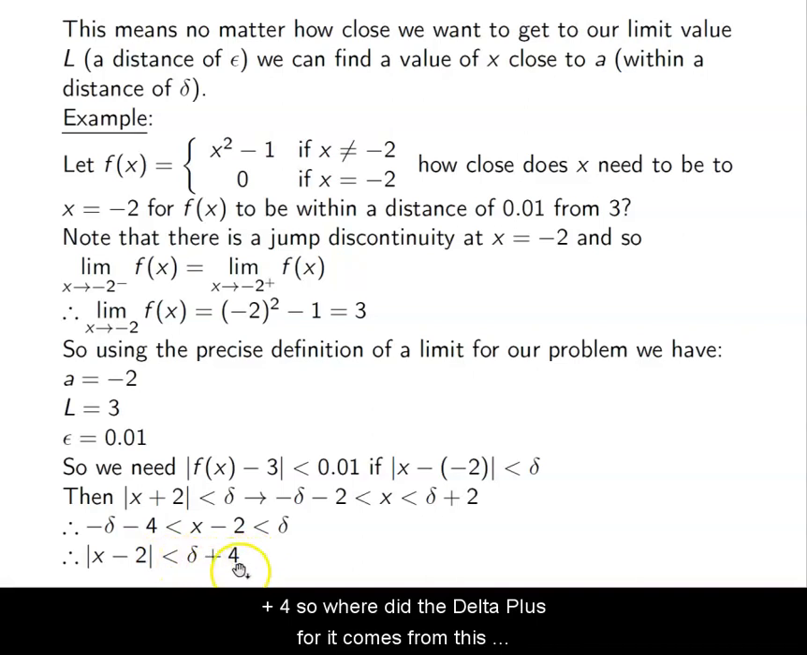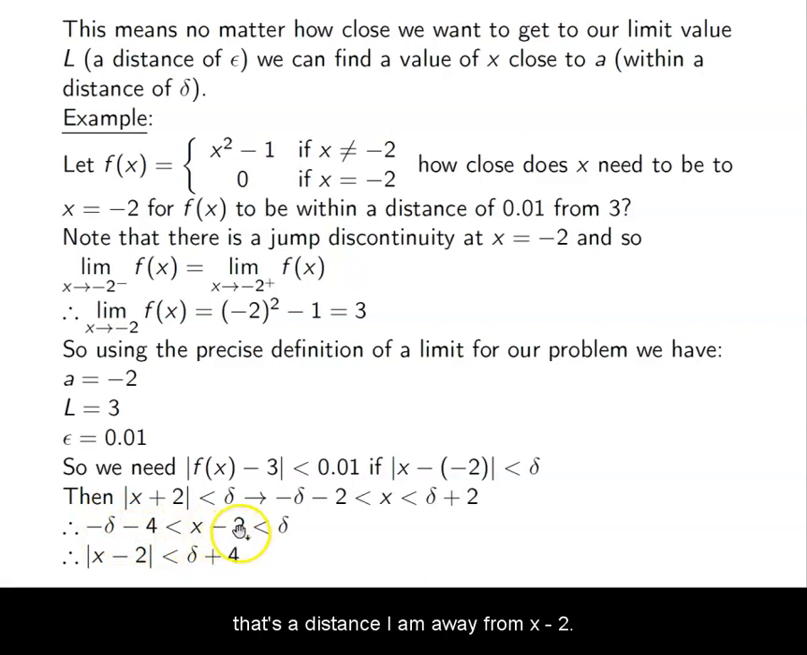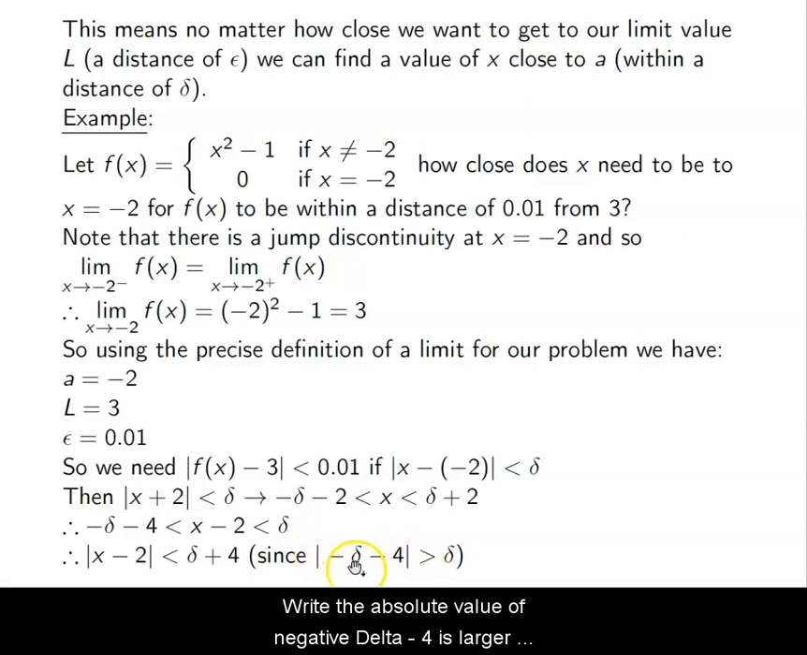So where did the delta plus 4 come from? It comes from this inequality. If I take the absolute value of negative delta minus 4, it becomes positive. It makes delta and 4 positive, basically. That's the distance I am away from x minus 2. So absolute value wise, if this is less than delta, then this has to be less than delta plus 4, because the absolute value of negative delta minus 4 is larger than delta is. It's delta plus 4 away.